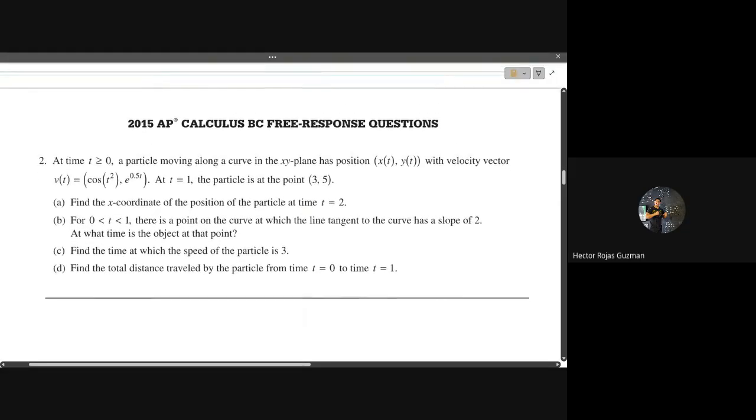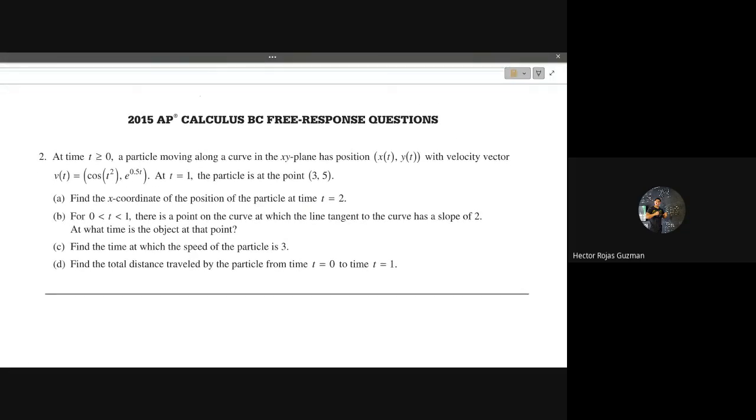Okay. The goal right now is to finish 3 questions. We're dealing with 2015 BC FRQs. Okay, so we have a particle moving along the curve in the xy plane. We're given the velocity vector. We're also given an initial condition that at t equals 1, we have the point (3, 5).